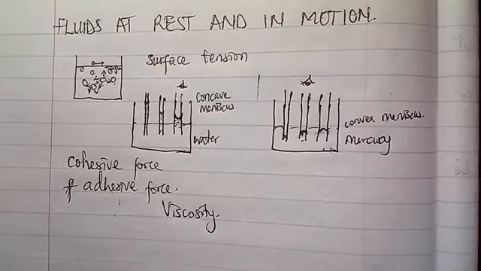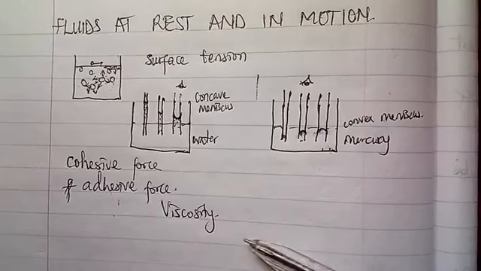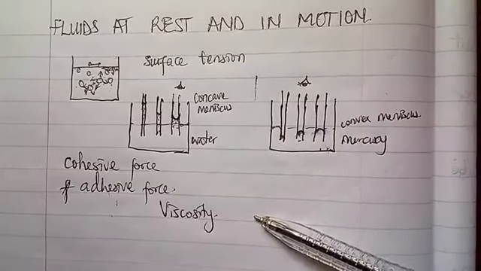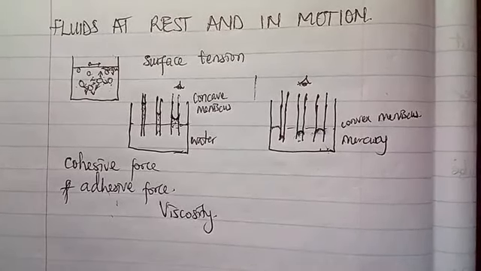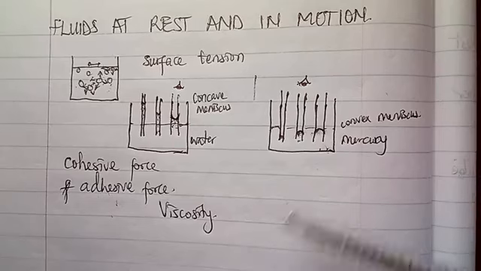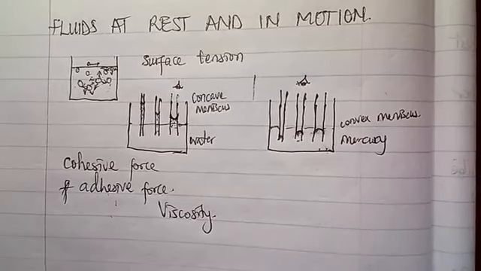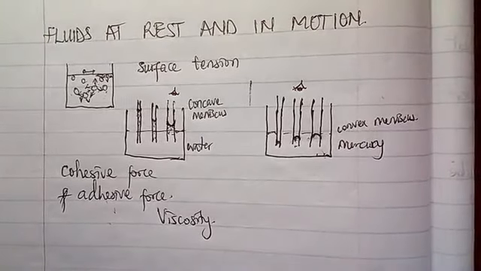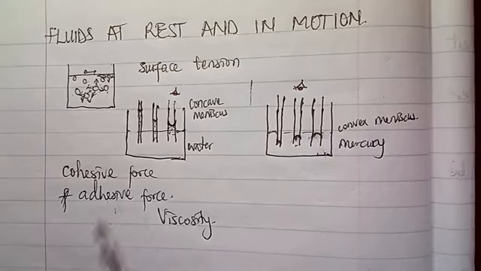Viscosity is actually the resistance to the flow of a fluid. And when we say fluid, we are talking about liquids or gases. Friction in fluids. Now, the more viscous a liquid is, the slower it is going to flow. The less viscous it is, the faster it is going to flow.